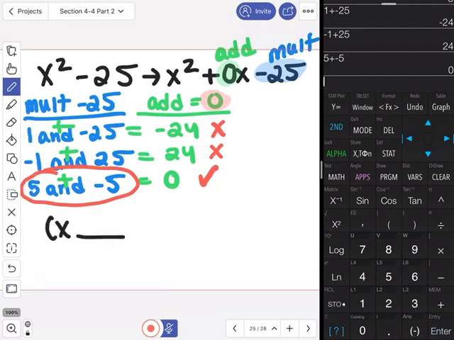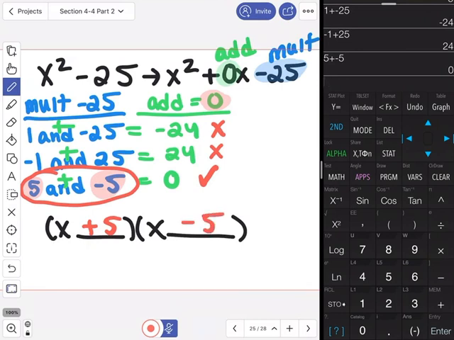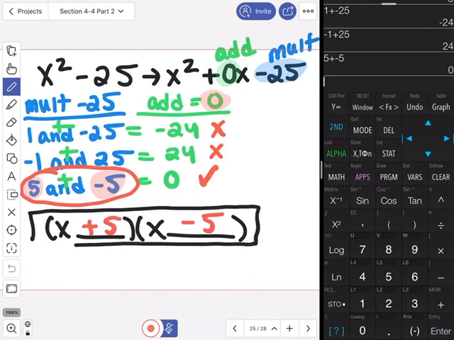So if I fill in my factors, I can fill in the first number is the 5, and since it's positive, it becomes plus 5. And the next number we have is the negative 5, which becomes minus 5. So your answer is x plus 5 times x minus 5. And as we've discussed before, alternatively, using the commutative property, we could have also written it as x minus 5 times x plus 5. However, you only need one of these two answers.